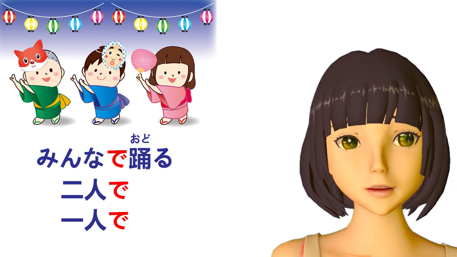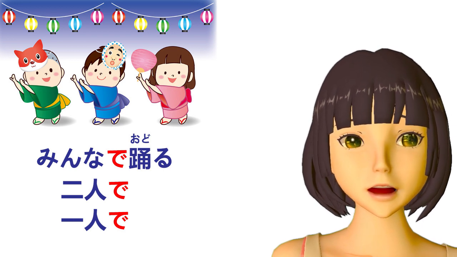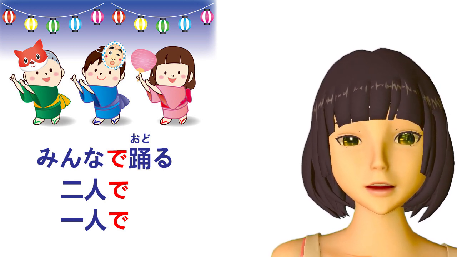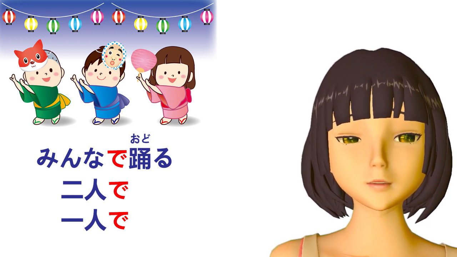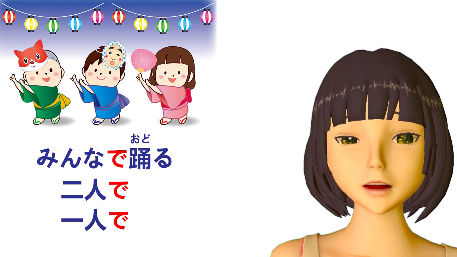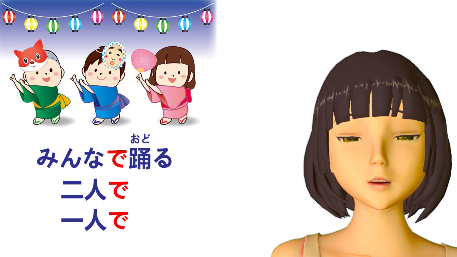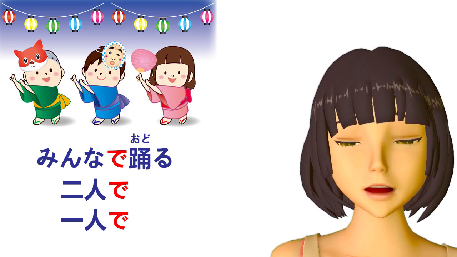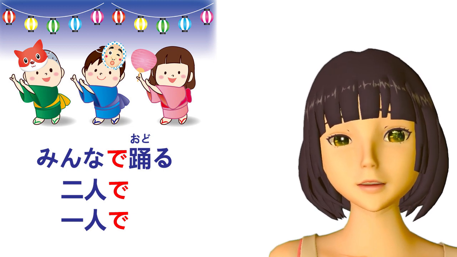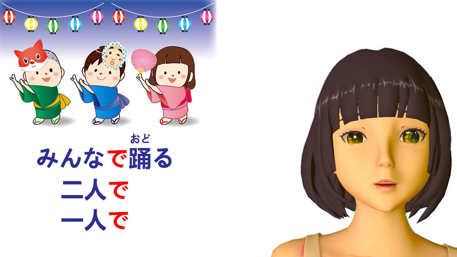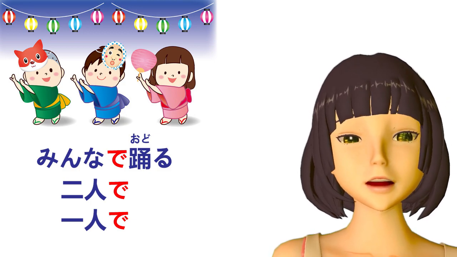So, as I said before, the boundary or area or demarcation that de draws for us is usually a physical one, a place. If we say heya de odoru, we're saying I dance in the room. But if we say hitori de odoru, we're saying I dance alone. In both cases, we're drawing a boundary to say what are the limits. The physical limits are the room, and the numerical or quantitative limits are hitori, futari, minna, etc.